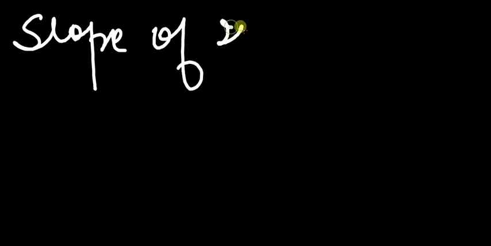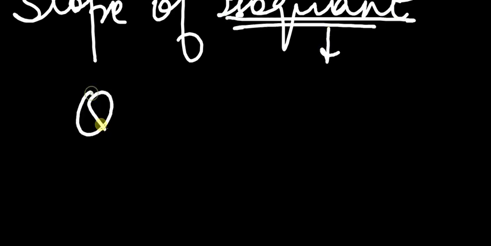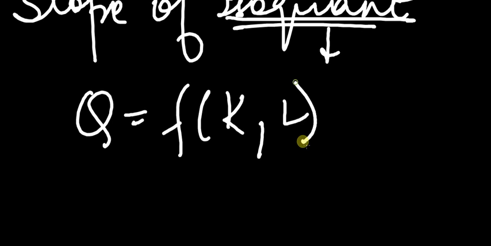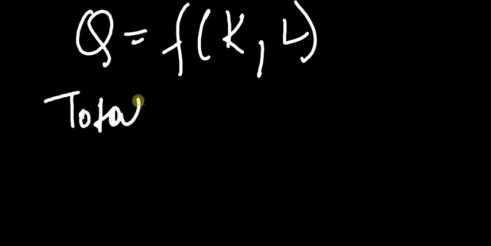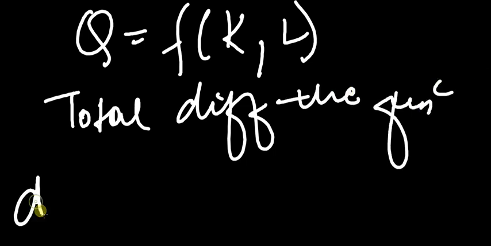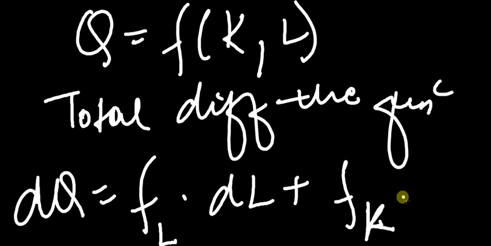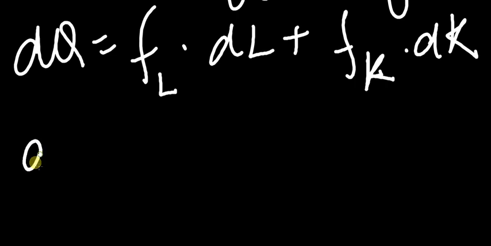So now let us talk about the slope of an isoquant. First of all, let's see what an isoquant tells you. It tells you the relationship between output and input: different combinations of input that produce a given level of output. So let's totally differentiate the function. I'll get dq is equal to the derivative of the function with respect to L times dL plus the derivative with respect to K times dK. Now see this, f was nothing but q.